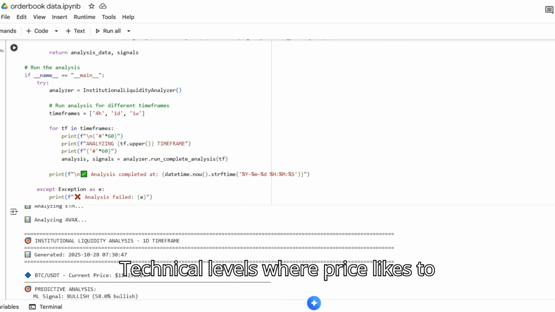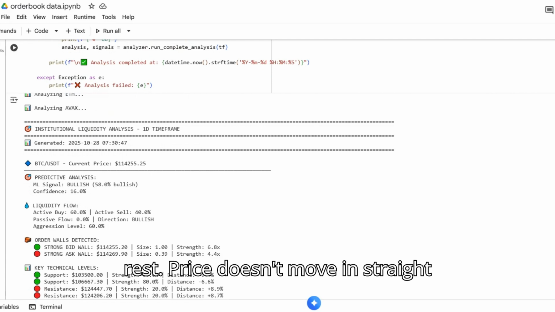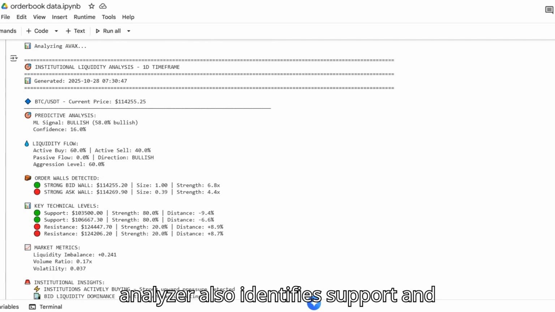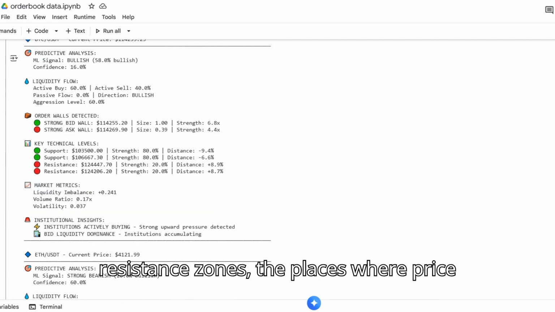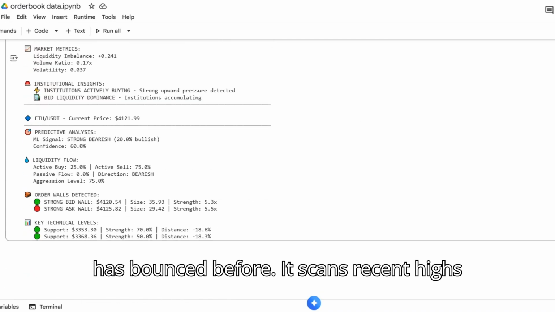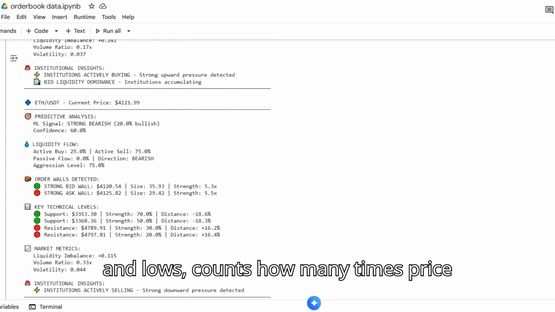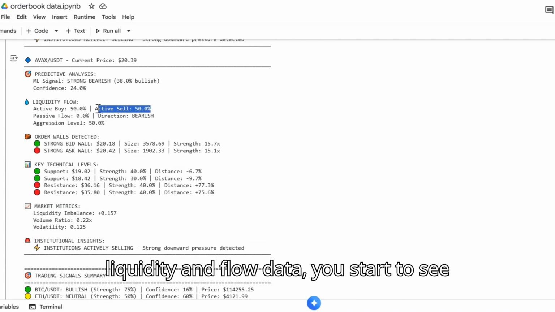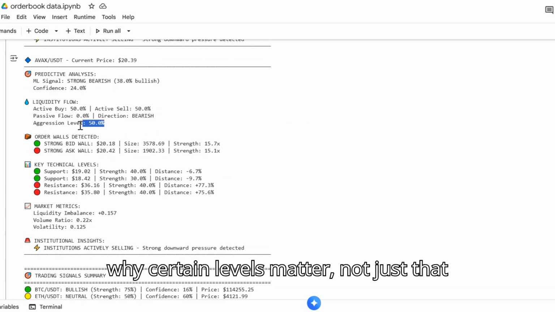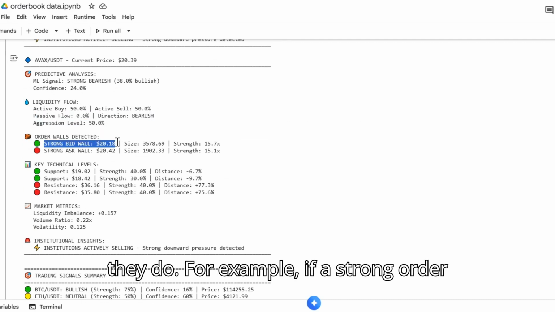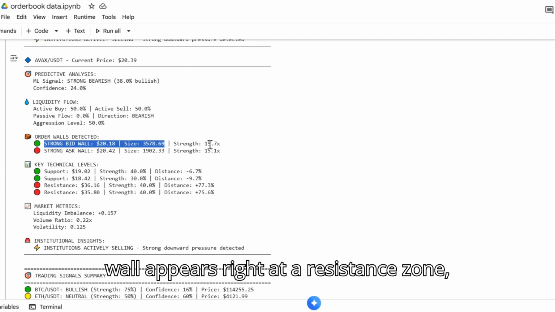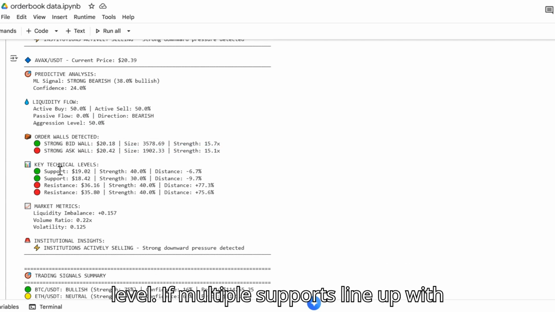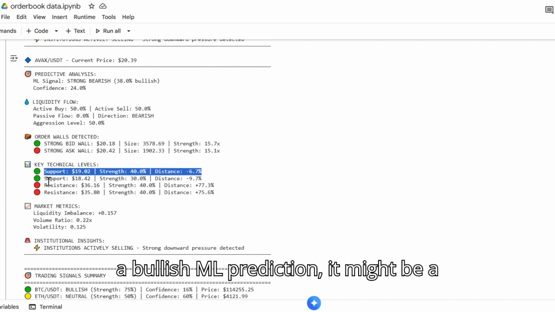Part 5. Technical levels. Where price likes to rest. Price doesn't move in straight lines, it moves in waves. So, the analyzer also identifies support and resistance zones, the places where price has bounced before. It scans recent highs and lows, counts how many times price reacted there, and ranks the levels by strength. When you combine this with liquidity and flow data, you start to see why certain levels matter, not just that they do. For example, if a strong order wall appears right at a resistance zone, it means big sellers are defending that level. If multiple supports line up with a bullish ML prediction, it might be a smart buy zone.